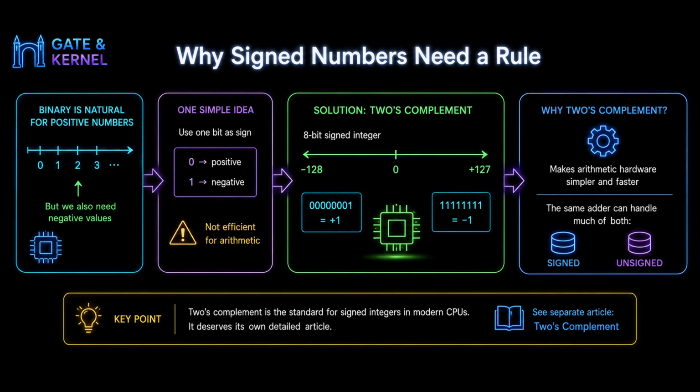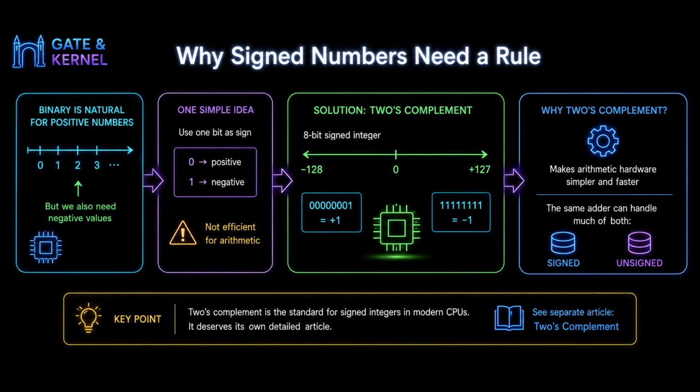Chapter 14, Why negative numbers need a rule. Binary naturally represents positive numbers, but computers also need negative values. One simple idea would be to use 1 bit as a sign. But modern processors usually use 2's complement. For an 8-bit signed integer, the range is -128 to +127. For example, 00000001 means positive 1. 11111111 means negative 1. 2's complement is useful because the same binary adder can perform much of both signed and unsigned arithmetic. We will cover 2's complement in detail in a separate video.